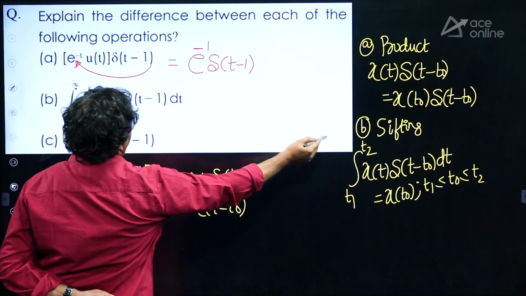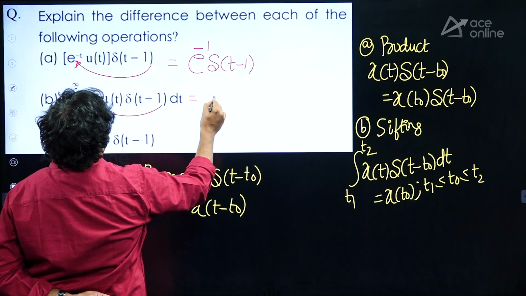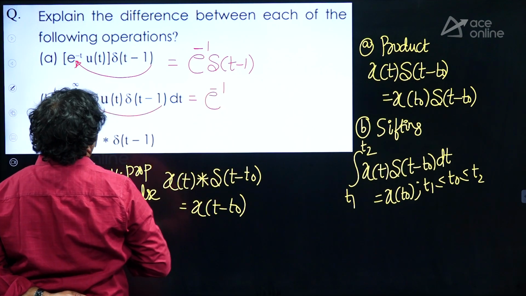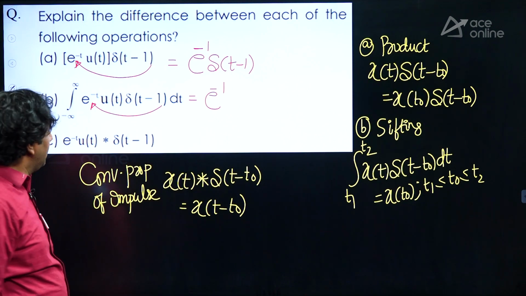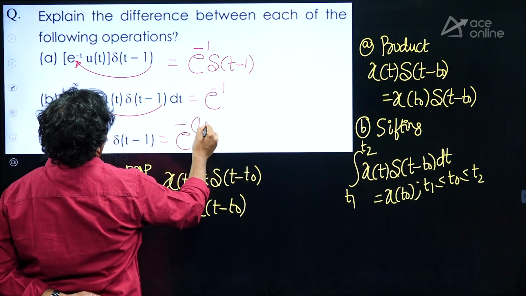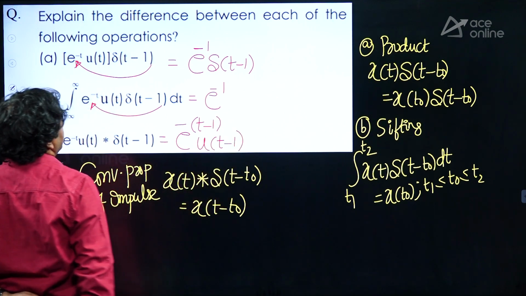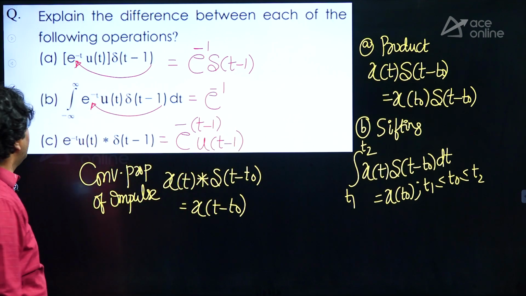Next one is directly representing the shifting property. Check the signal at that instant. Last one is convolution, signal shifted by that much amount.